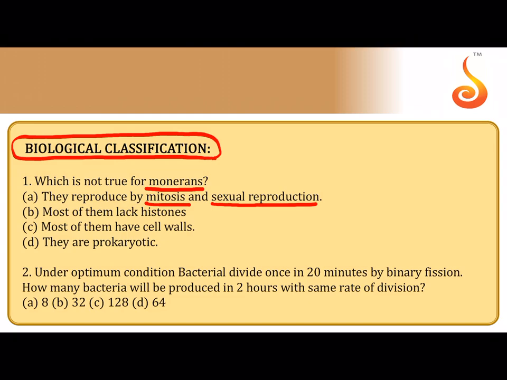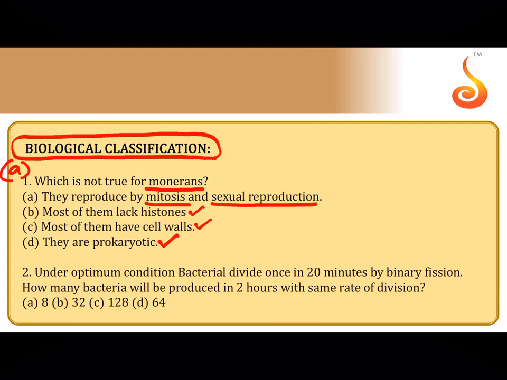How can they reproduce by sexual reproduction? Sexual reproduction means gamete formation and fusion. Mitosis means what you see in eukaryotic cells. So this statement, that is option A, is not true for Monerans. Everything else is true. They don't have histone proteins. That's why their DNA is naked. Most of them have cell walls and they are prokaryotic. But they're asking which is not true. So they cannot reproduce by mitosis and sexual reproduction.